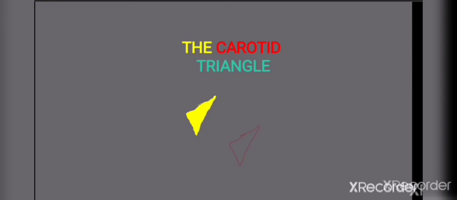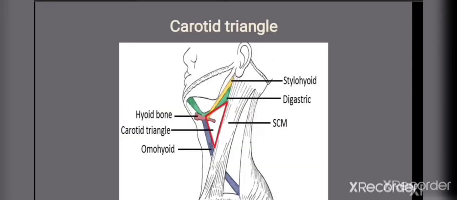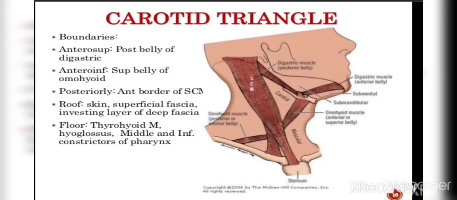Then the next triangle is the carotid triangle. Here we have highlighted the carotid triangle with the help of red color. And the boundaries of the carotid triangle include the anterior-superior boundary. It is formed by the posterior belly of the digastric. So this is the anterior-superior boundary.